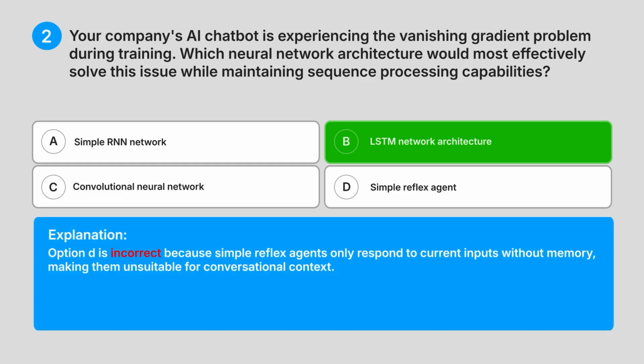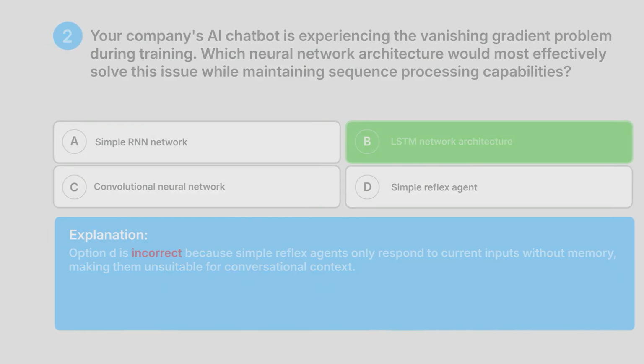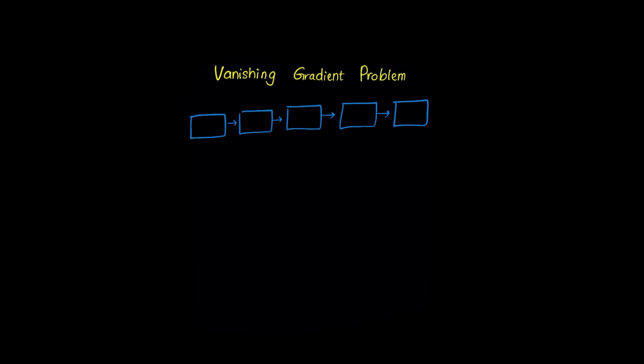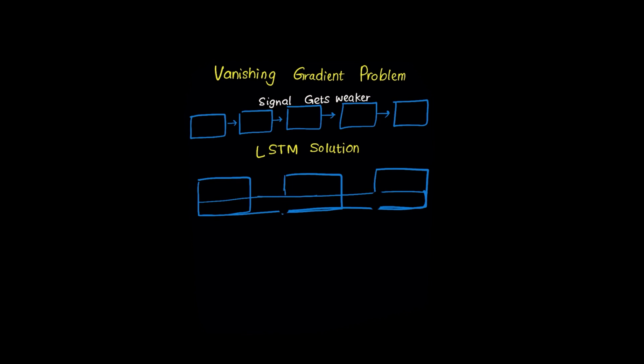Option D is incorrect because simple reflex agents only respond to current inputs without memory, making them unsuitable for conversational context. To really understand why LSTM is the correct choice for fixing vanishing gradients, let's explore what makes neural networks struggle with sequences. When processing conversations in a chatbot, information needs to flow through many layers over time. Regular RNNs suffer because gradients become exponentially smaller as they travel backward through time, like a telephone game where the message gets weaker. LSTMs solve this with special gates and memory cells that act like highways for gradients.